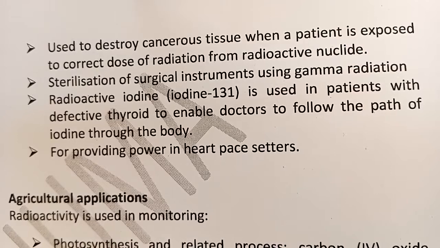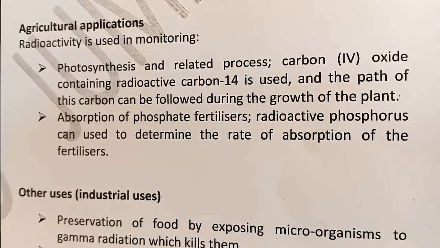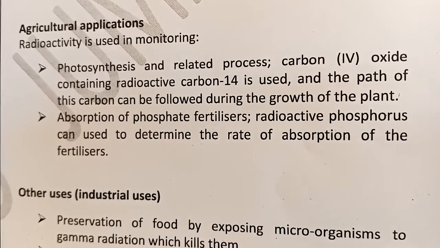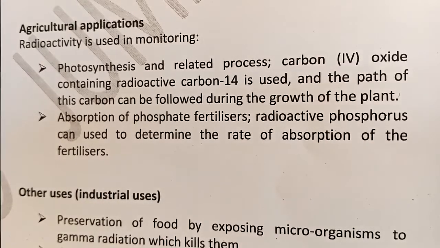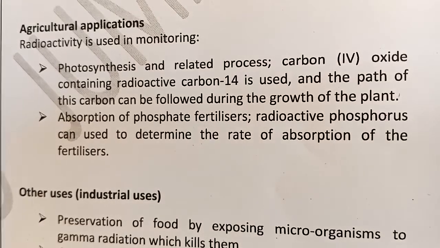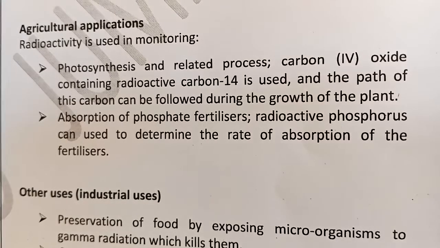Application in agriculture. The following are the applications. Radioactivity is applied in agriculture, first, in the monitoring of photosynthesis and related processes, such as carbon dioxide containing radioactive carbon-14, and the path of this carbon can be traced during the growth of the plant. Also, in monitoring the absorption of phosphate fertilizers, radioactive phosphorus can be used to determine the rate of absorption of the fertilizers.